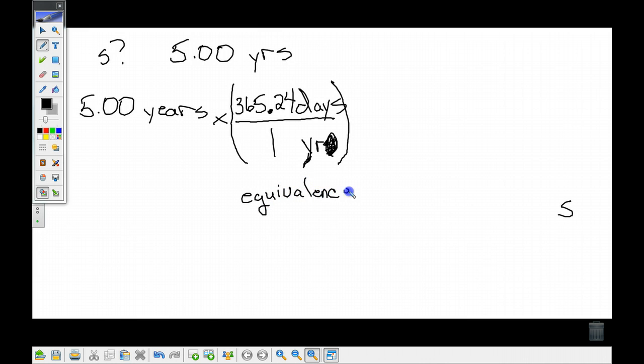Equivalence statement. What we've done here is we have two things that are equal to each other. If you took the amount of time known as 365.24 days and divided it by the amount of time known as a year, they cancel each other. So we have now canceled year and year.